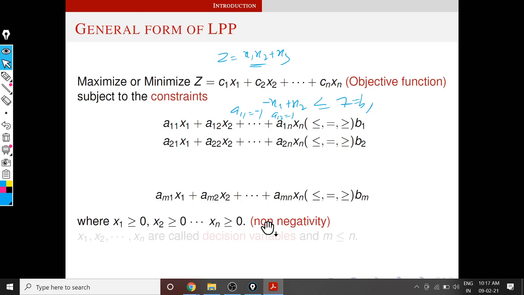Anyway, this is the simplest form of the LPP, and that's why we will discuss this type of problem. There are several types of problems, but this is the simplest one: an LPP with a linear objective function, with linear constraints, with the non-negative restriction.